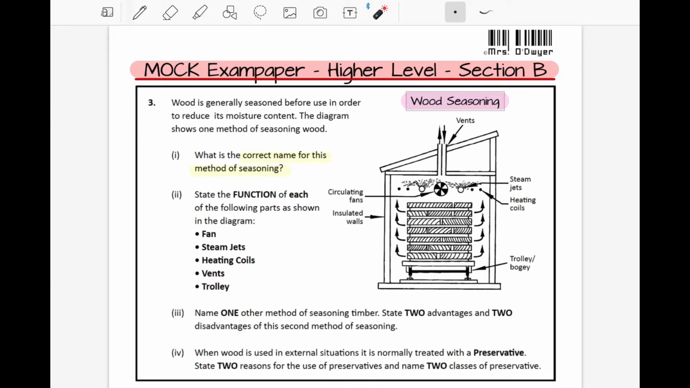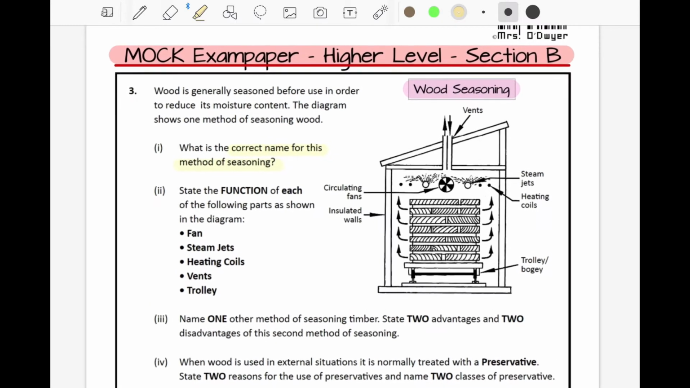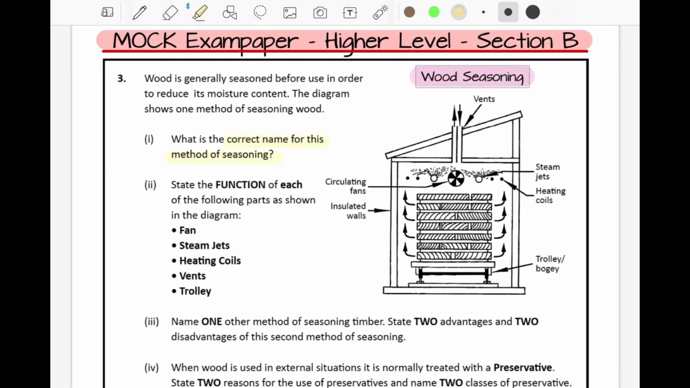So first of all, the question we were given, as I said, was wood seasoning. Let's read through it and see what is required. Actually, before I start, I need to mention it's a mock exam paper. It is a higher level. It's not the most difficult of questions, mind you, so you might be asked a little bit more in your own exam. But anyway, we'll work through it.